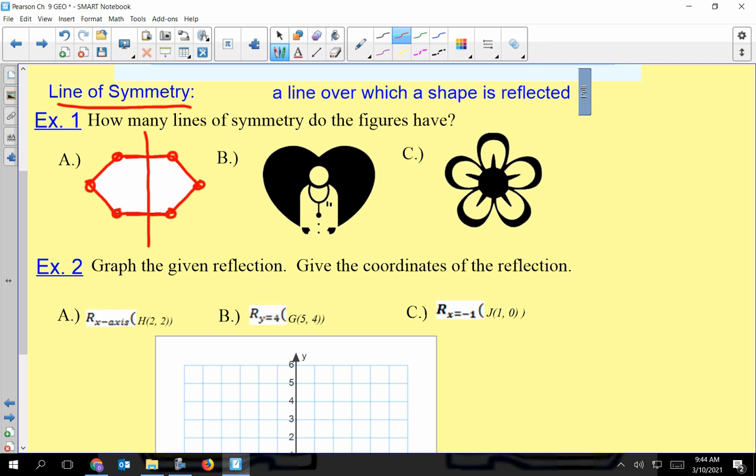All right, now is that the only one? Well, I believe if I folded it along this line, it would map onto itself. So this point and this point would map onto itself. This line and this line map onto itself, and so on around the shape, okay? So that's what a line of symmetry would be.